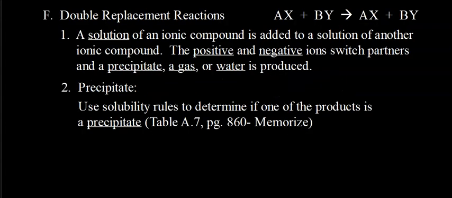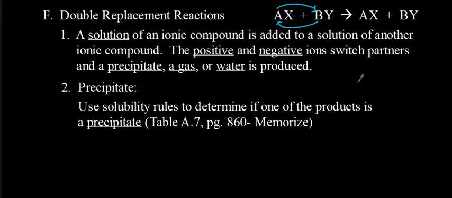All right, next up we have the double replacement reactions. So there's the generic equation. Some compound in solution AX reacts with a different compound in solution BY to produce two new compounds, AY and BX. So here's what's going on. A solution of an ionic compound is added to a solution of another ionic compound. The positive and negative ions switch partners, so A and B trade places, or likewise you can say X and Y trade places. It's one or the other.